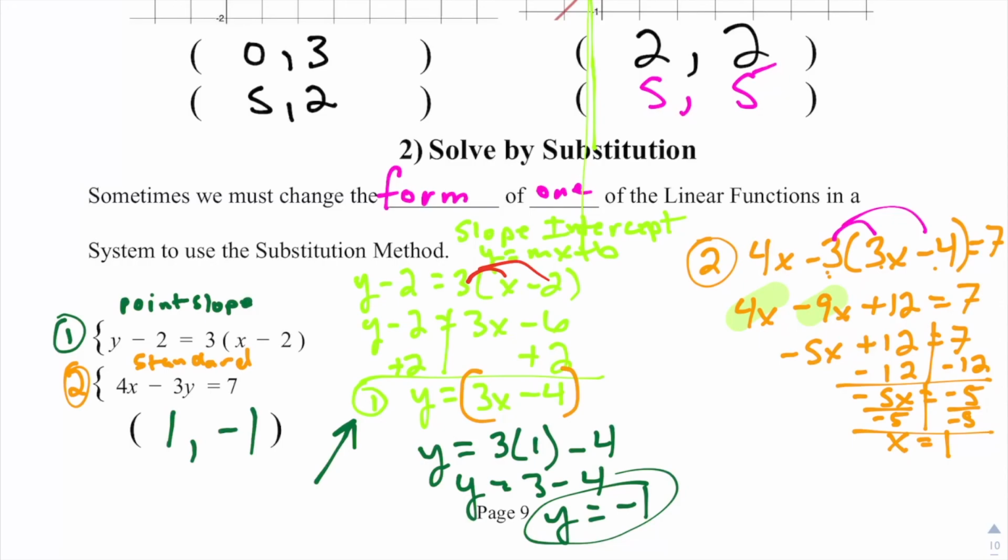So sometimes you have to move one of the line's forms into another form to be able to use the substitution method. Good luck on your practice set.